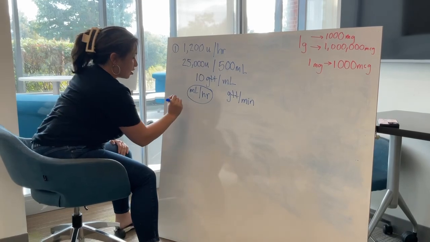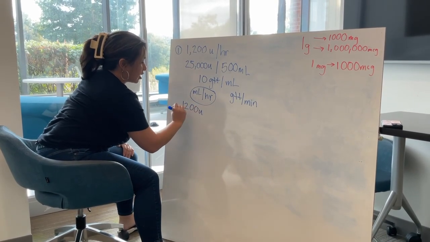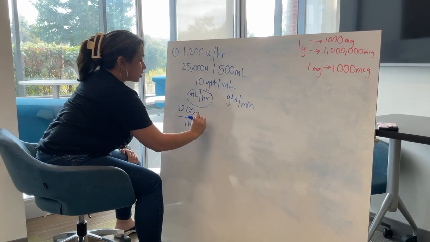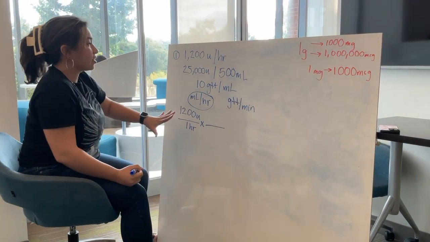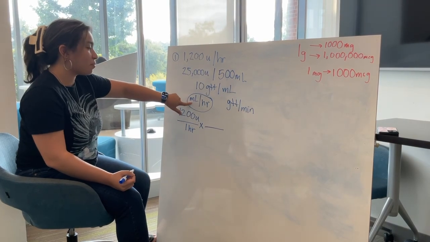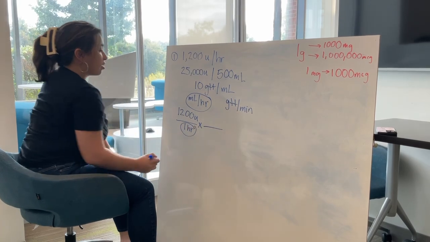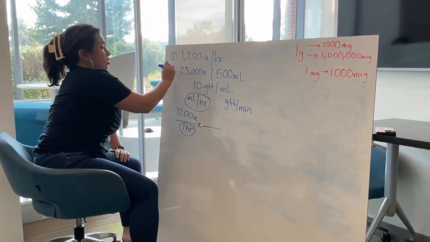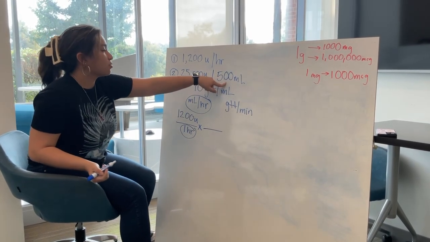So we always start with 1,200 units in 1 hour. Our goal is we basically want to cross out anything that we don't need. All we need is milliliters on the top and hours on the bottom. We already have hours on the bottom, that's great. But we need to get units out of there. So that's when we go to the number 2: 25,000 units in 500 milliliters.